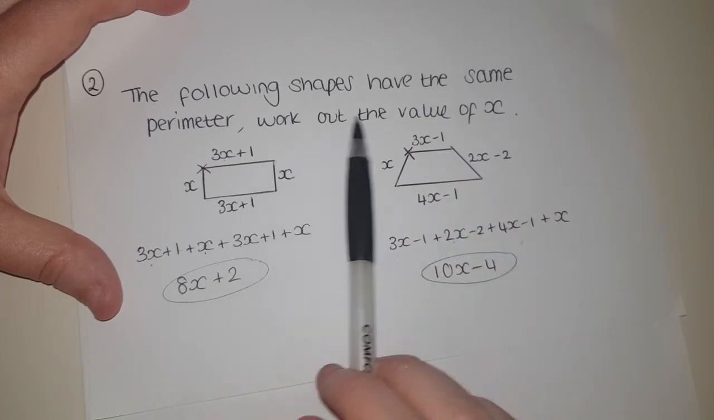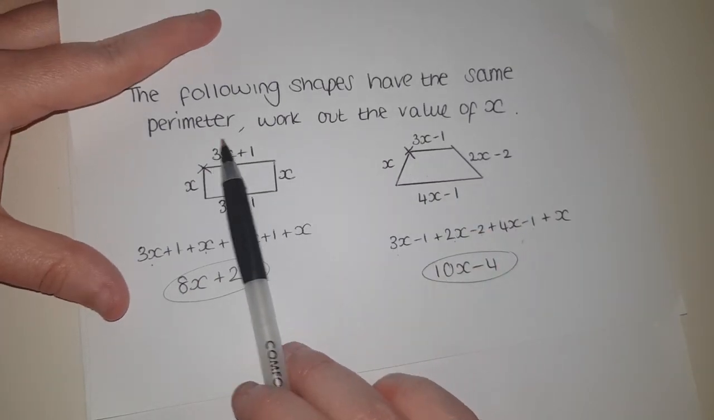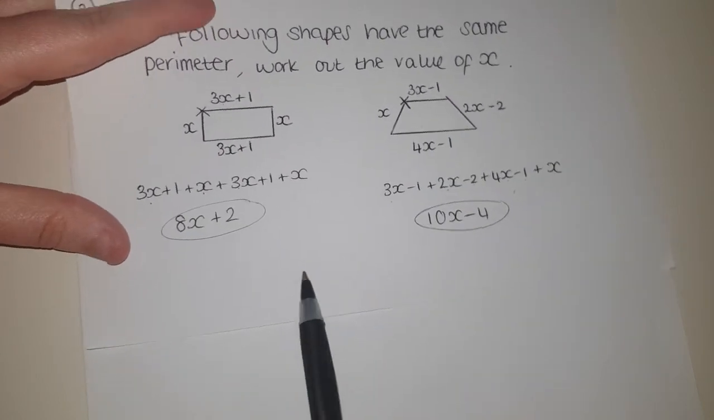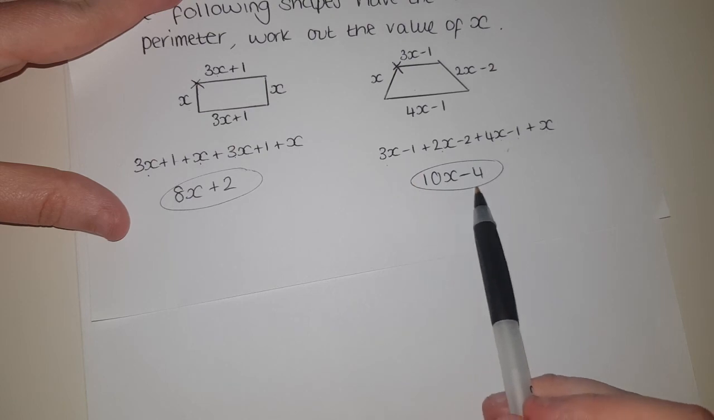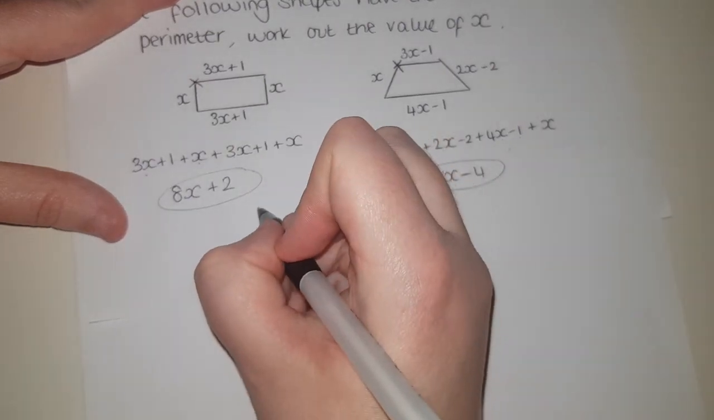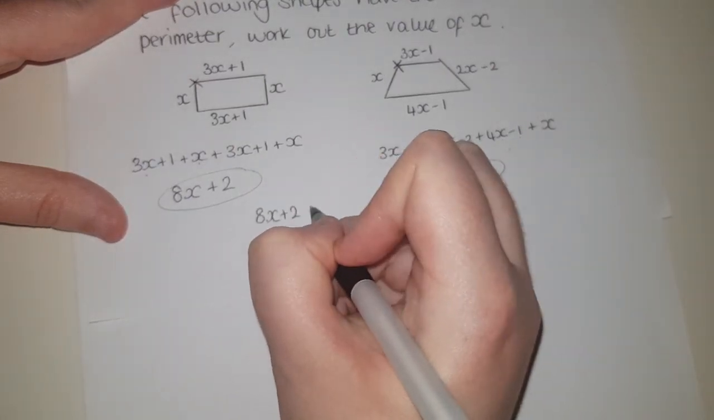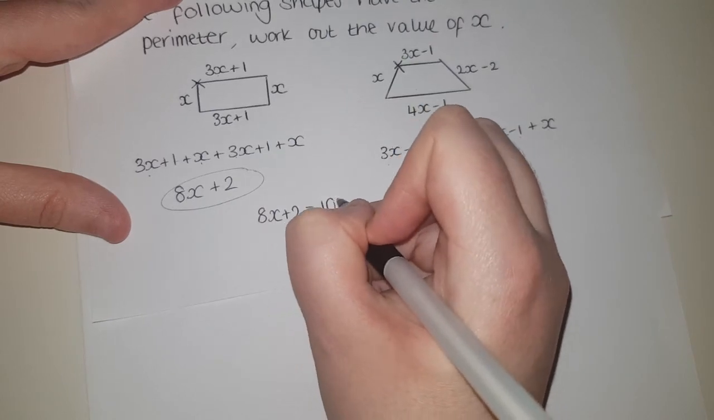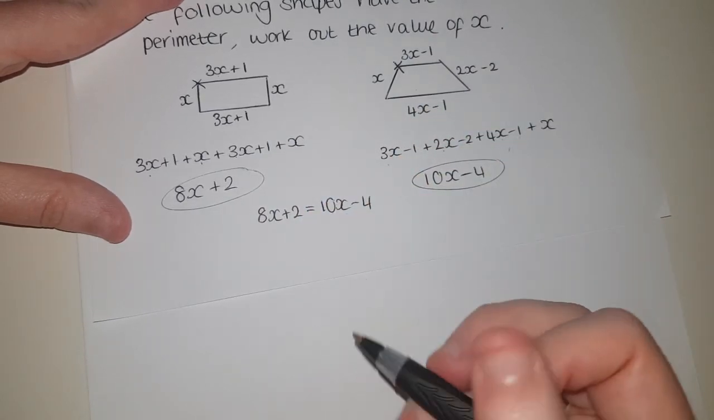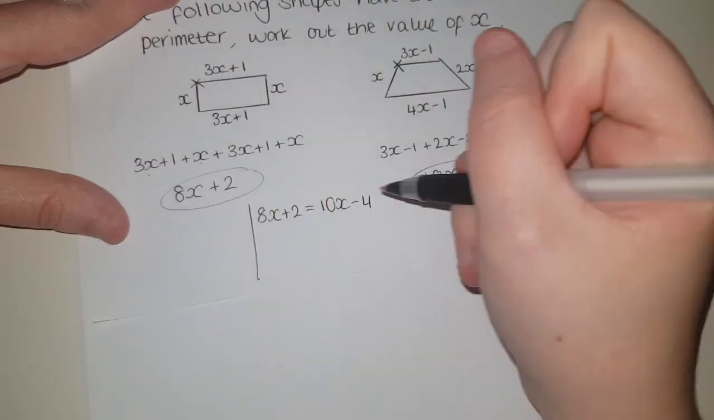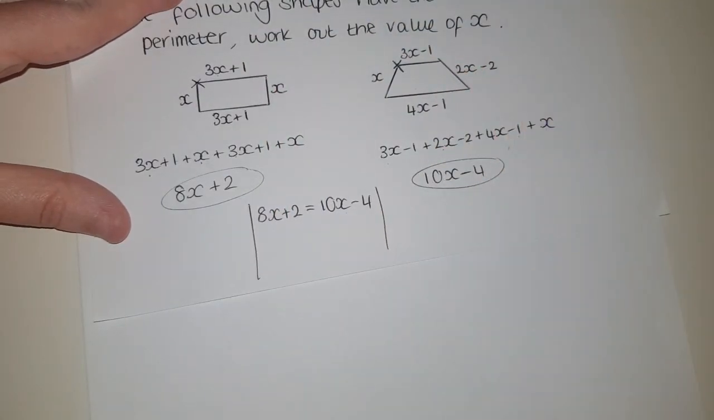Now it tells you they have the same perimeter. We want to work out the value of x. So I know that whatever that gives me, this has to give me the same answer. So I can basically say that 8x plus 2 has to be equal to 10x minus 4, because they both give me exactly the same answer. From there, it's solving equations like we did a few weeks ago. I'm just going to zoom in on this bit.